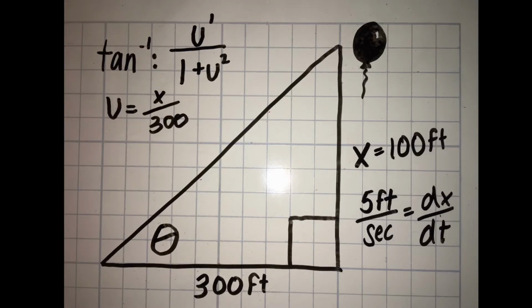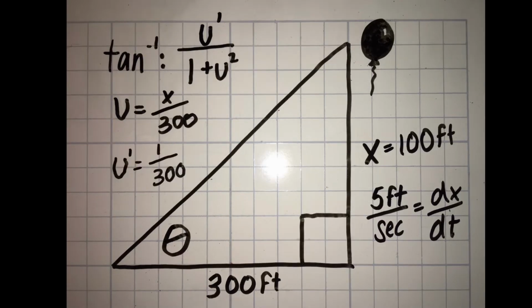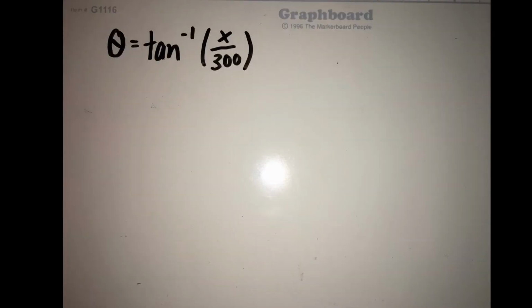u is the blob and will represent the opposite and adjacent values in reference to theta. u equals x, opposite to theta, over 300 feet, adjacent to theta. u prime is the derivative of the blob, u, so it will equal 1 over 300. Given this information, we now can solve for the rate at which the angle of elevation changes.